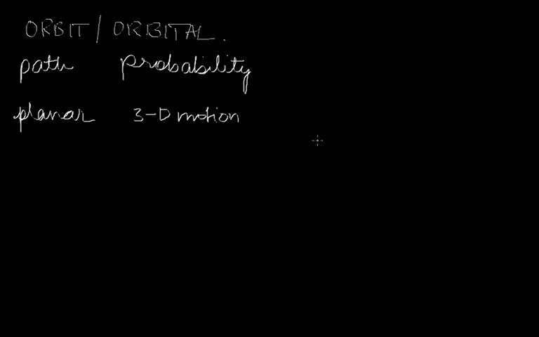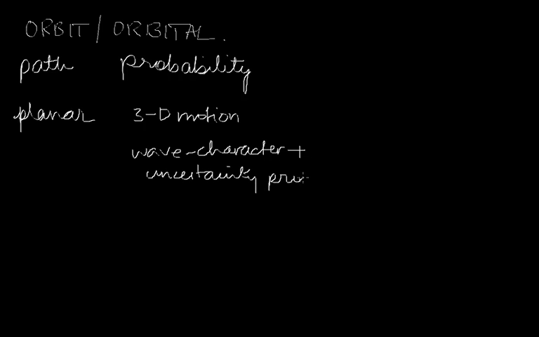Number three, the concept of an orbit is not in accordance with the wave character of electrons and uncertainty principle, and the concept of an orbital is in accordance with the wave character of electrons and uncertainty principle. So wave character and uncertainty principle.